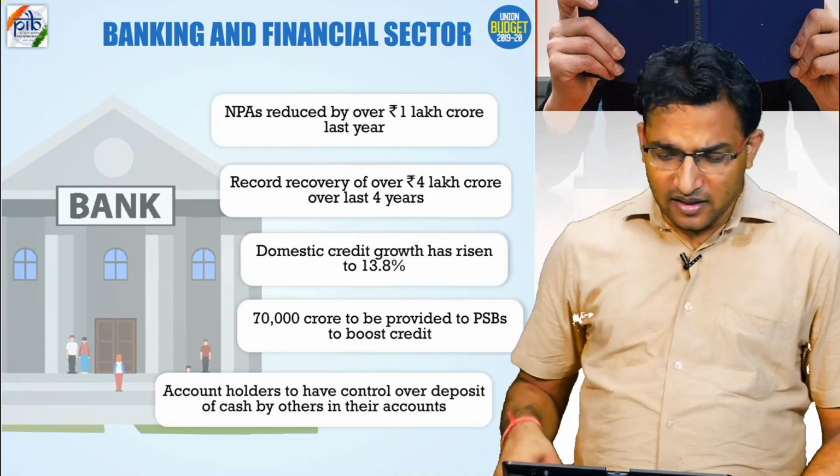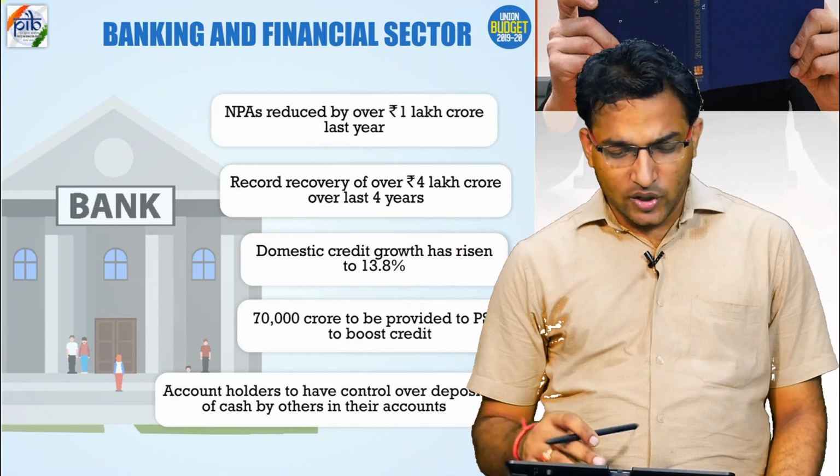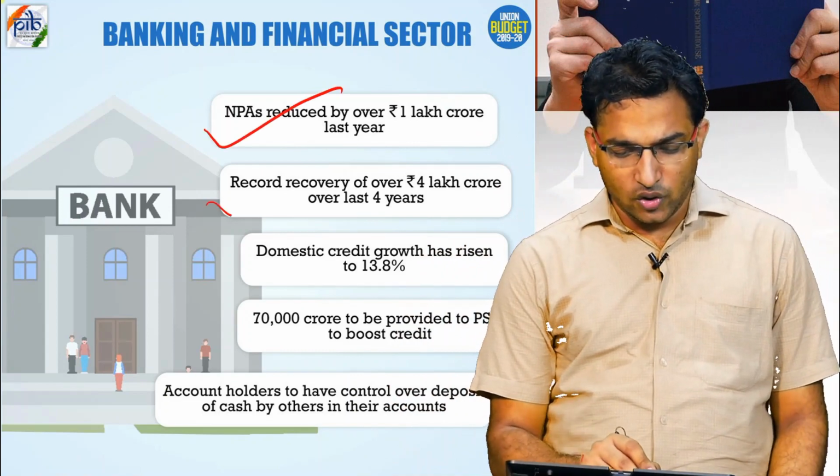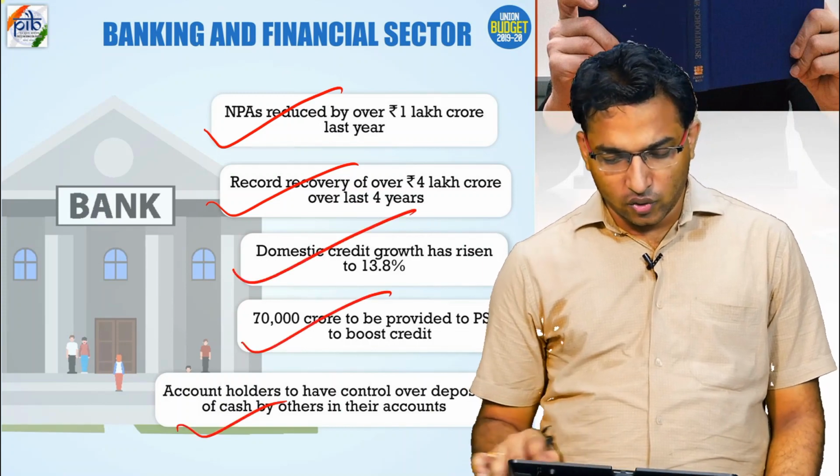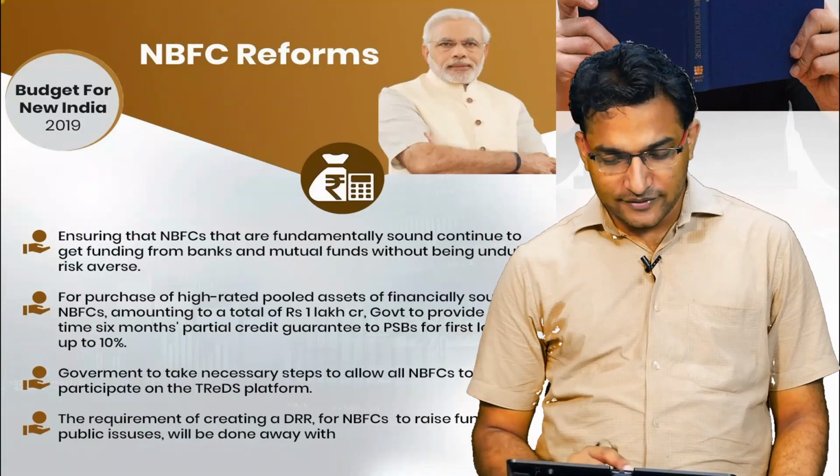There are some data regarding the NPAs. So NPA is reducing. This is a very good thing. Record recovery is happening. Credit growth is happening. 70,000 crore and account holder growth. So we have already discussed all these points.